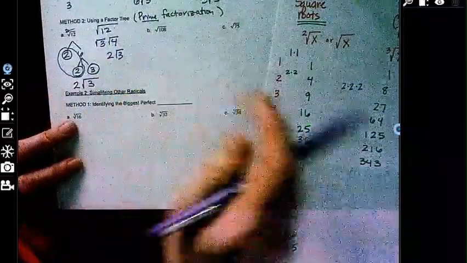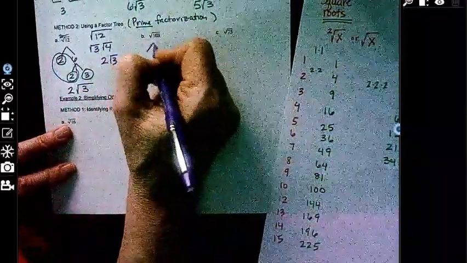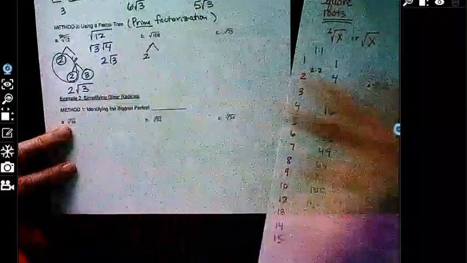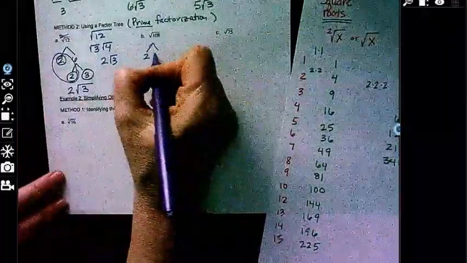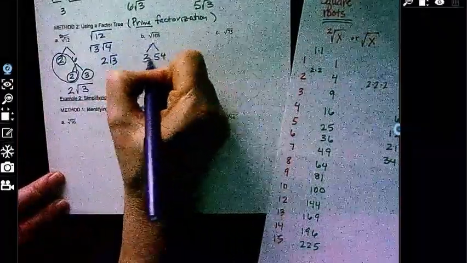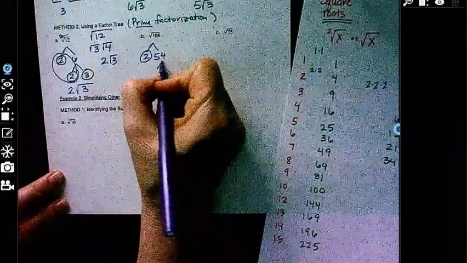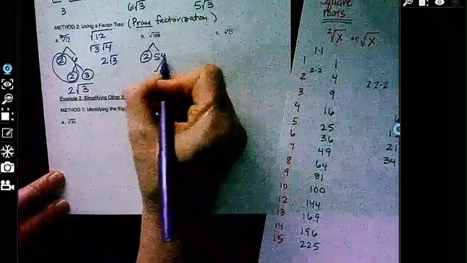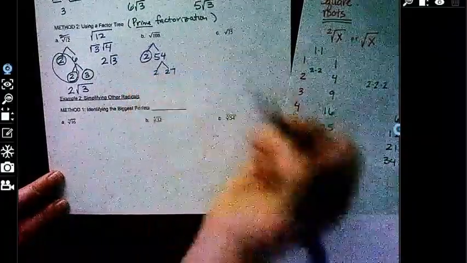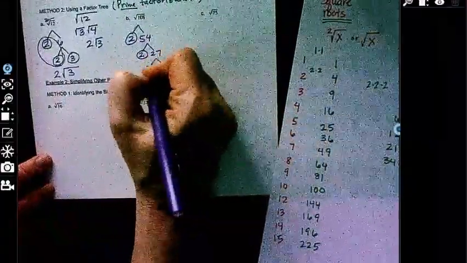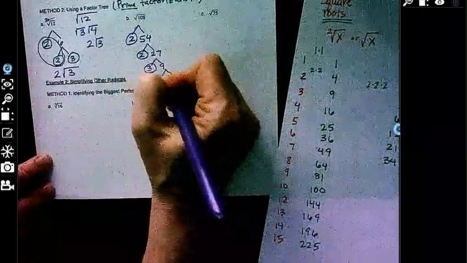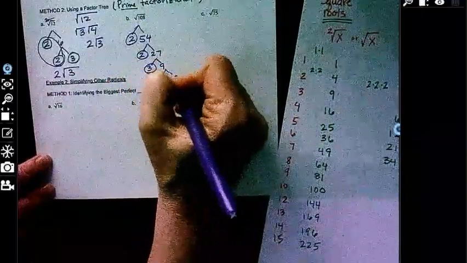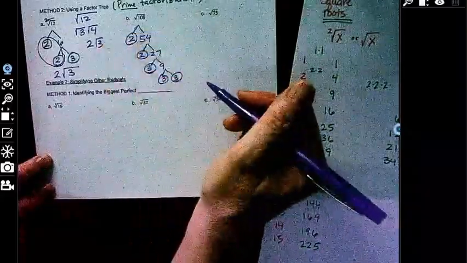Okay, 108. We already know what the answer is. Let's do it with prime factorization. I take 108 and I divide it by 2. 2 times 54, right? That's prime. I can still divide that. That's going to be 2 times 27. 27 is 3 times 9. There's a prime. 9 can be broken up into 3 times 3. I've made my factor tree.